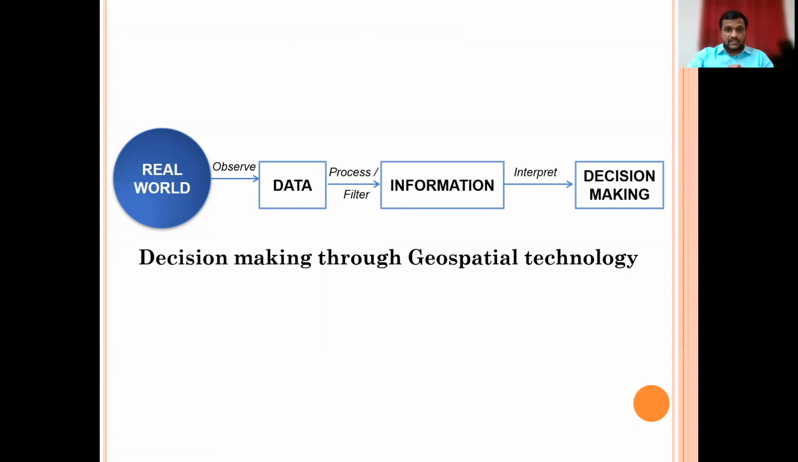Then we have some data sets. By processing and analyzing the geospatial data sets acquired from remote sensing, we can have very useful information, and by getting useful information, we can interpret this information to make any decision to solve any real world problem. So this is the entire decision making process that can be done using geospatial technology.